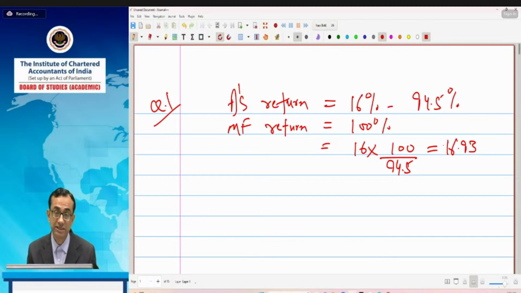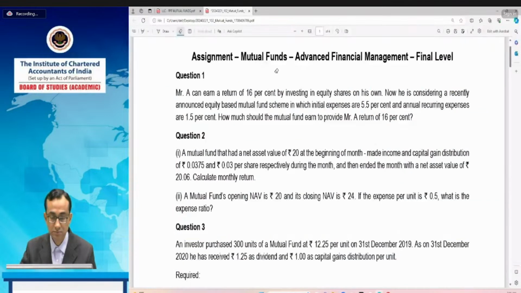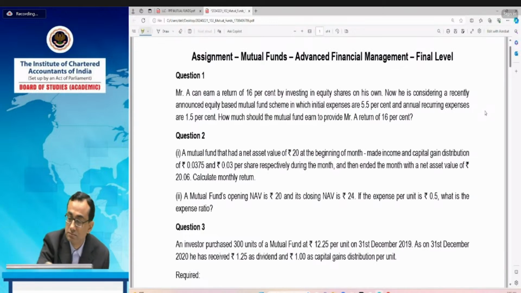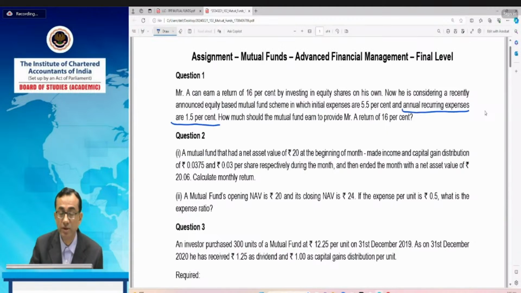But there is another aspect in the question, which is the annual recurring expenses. See, in the question it is mentioned that the annual recurring expenses are 1.5%. This has also to be considered. So since these are annual recurring expenses, this has to be straight away added to 16.93%.